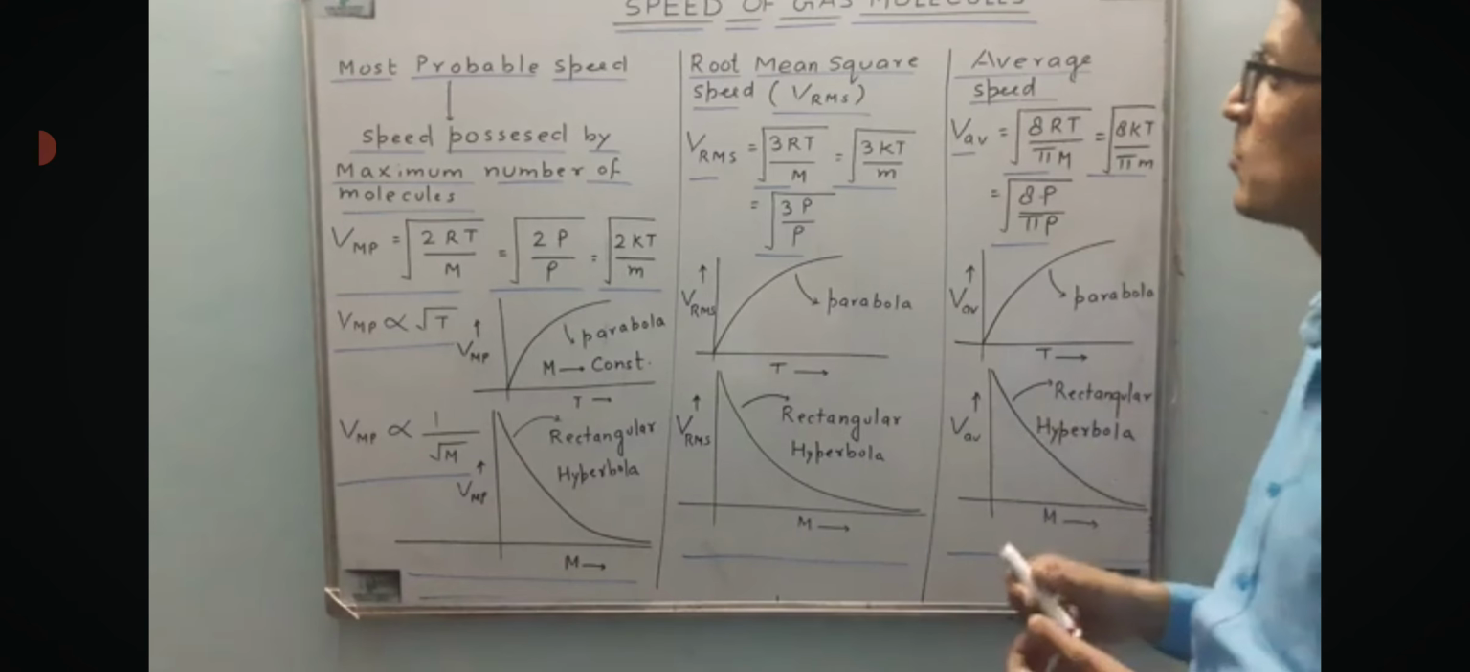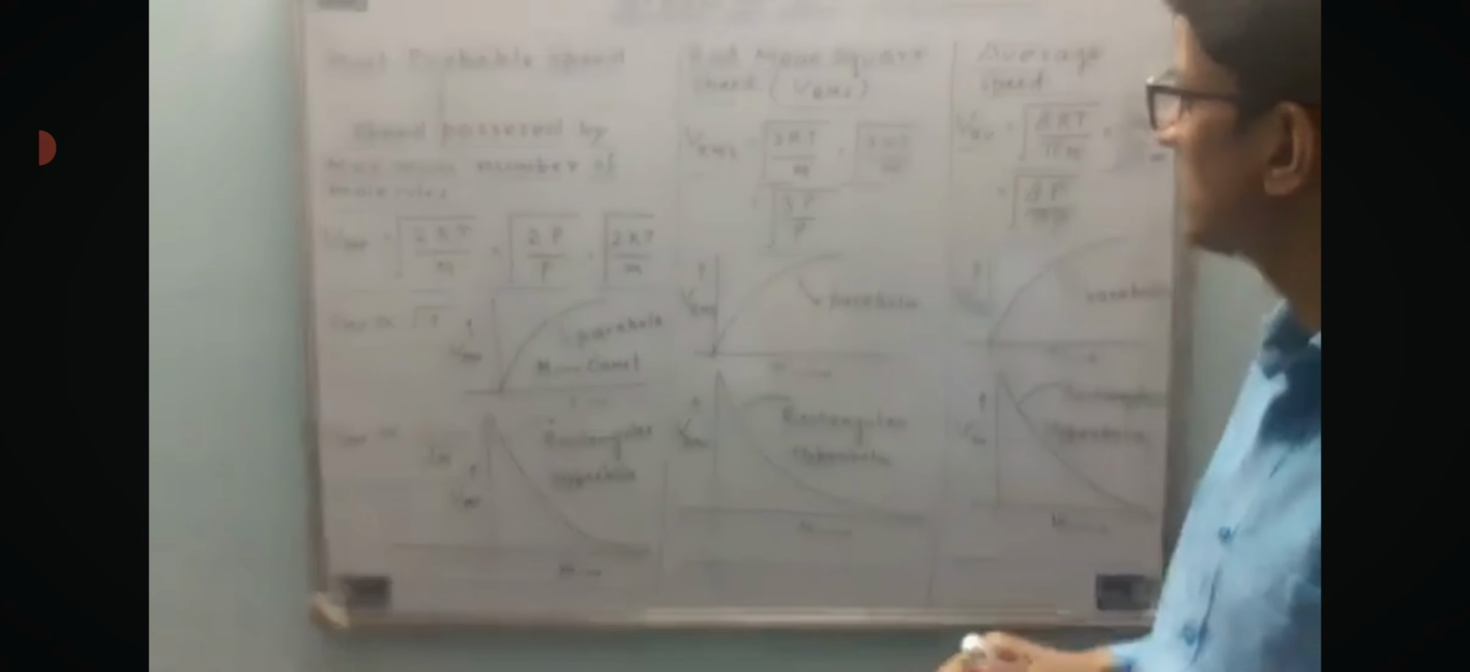Secondly, we have for root mean square speed, root 3RT by M, which is root 3kT by m, which is root 3P by rho. Similarly, the graph of Vrms versus T will be a parabola, while that of Vrms and M will be a rectangular hyperbola.